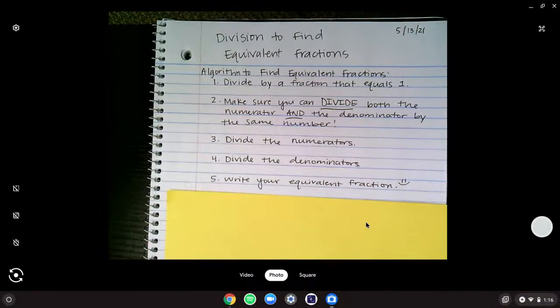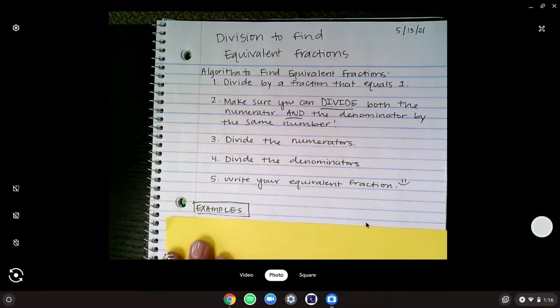Taking a look at the algorithm, is it very different from yesterday's? Not really. The only thing that's pretty much different is instead of multiplication, we do division today, which is the opposite of multiplication. So it makes sense that this is kind of opposite just a bit, right? When you're ready, I got some examples for us. Next page.